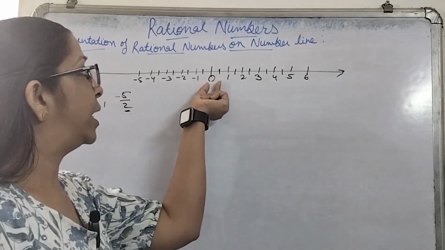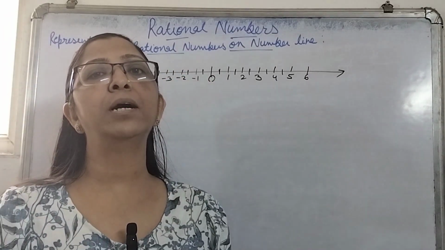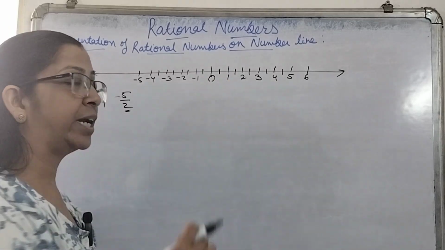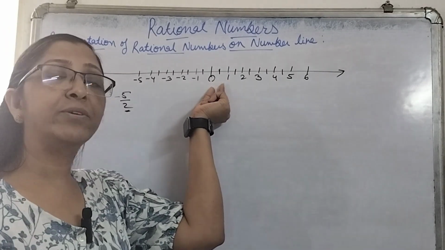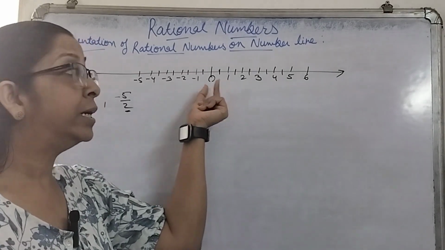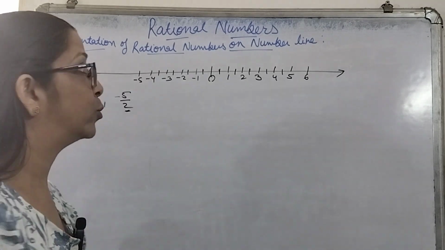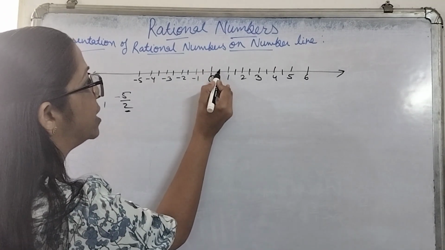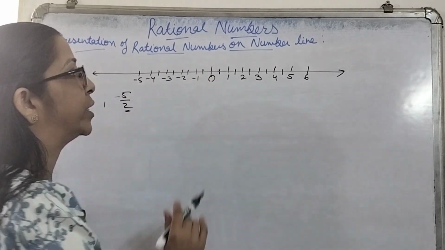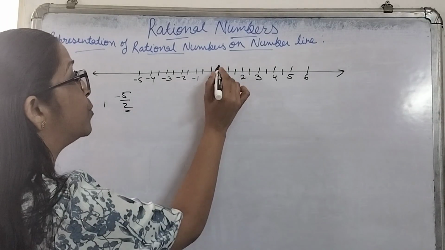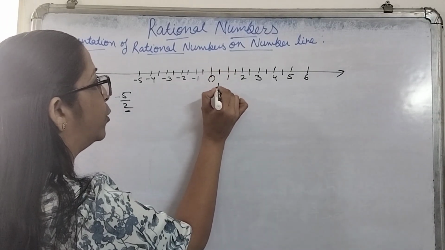Now each part is representing 1 upon 2. 0 to 1 is 1. So if half of this we are taking, then what will it be representing? It will be representing 1 by 2. That means the distance between these two points is 1 upon 2. So this point is representing your 1 upon 2.